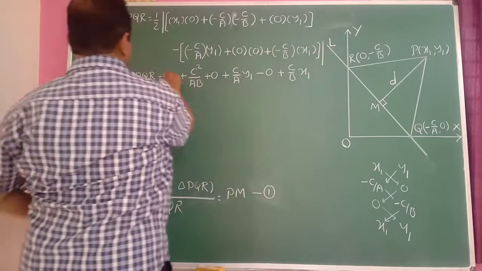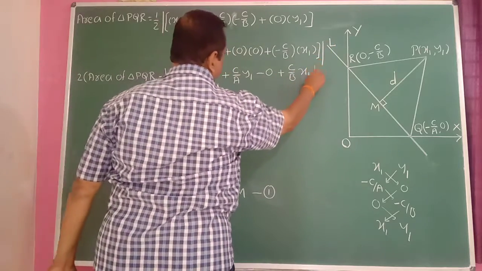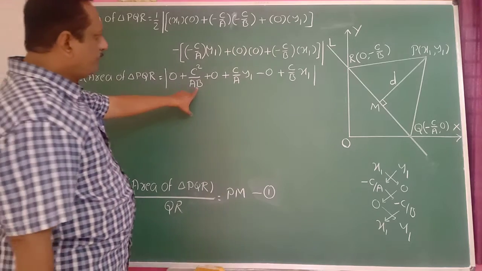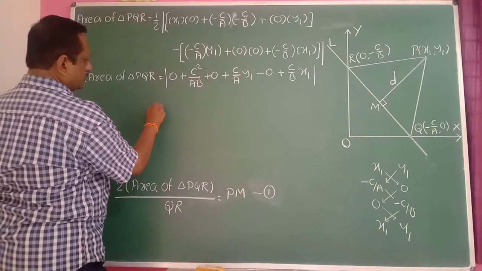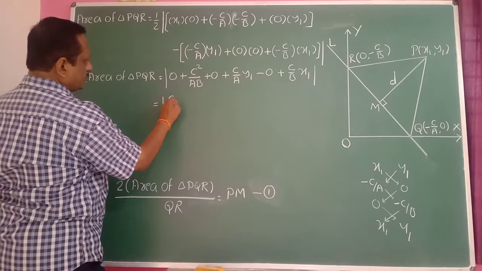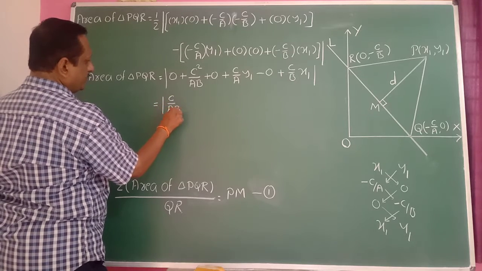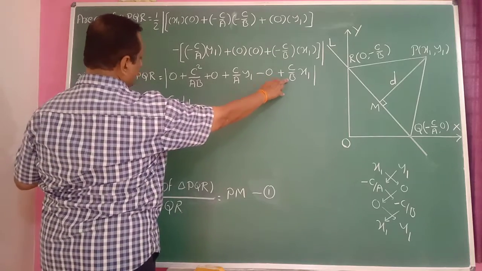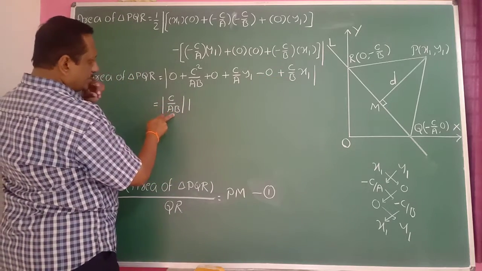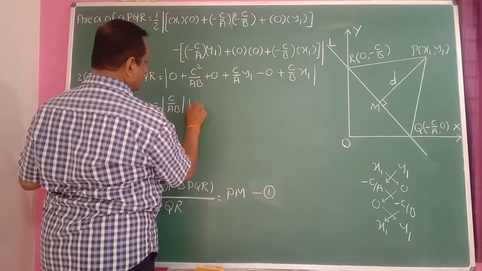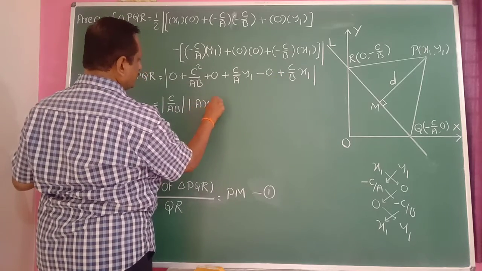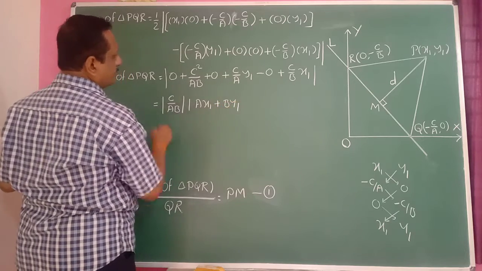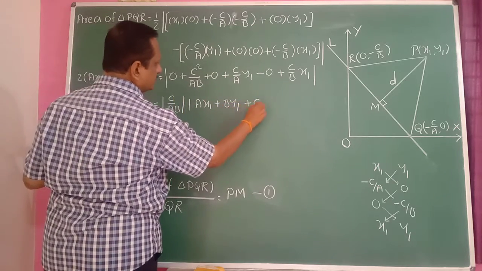Okay, write the terms in the modulus here. Modulus. Then take c upon ab common factor here. So modulus of c divided by a into b common factor here. Then the remaining is, if you take c upon b common here, then a into x1, a x1 plus. Then here the remaining term is b into y1 here, and here the remaining term is c here.